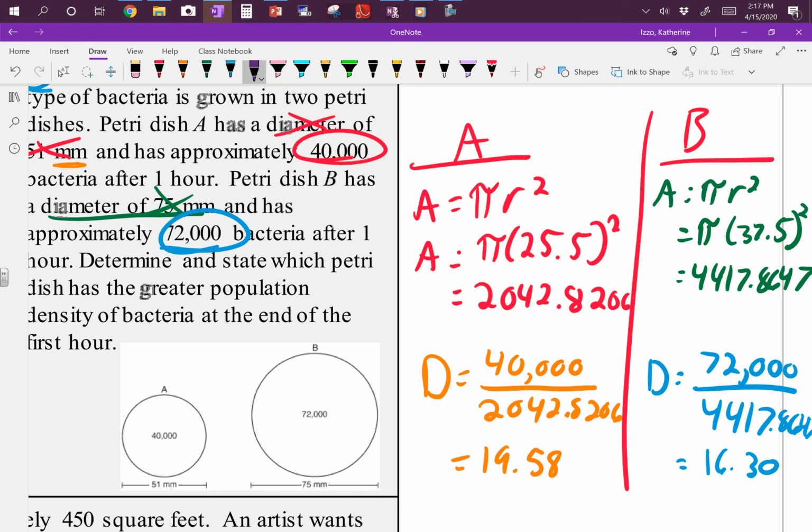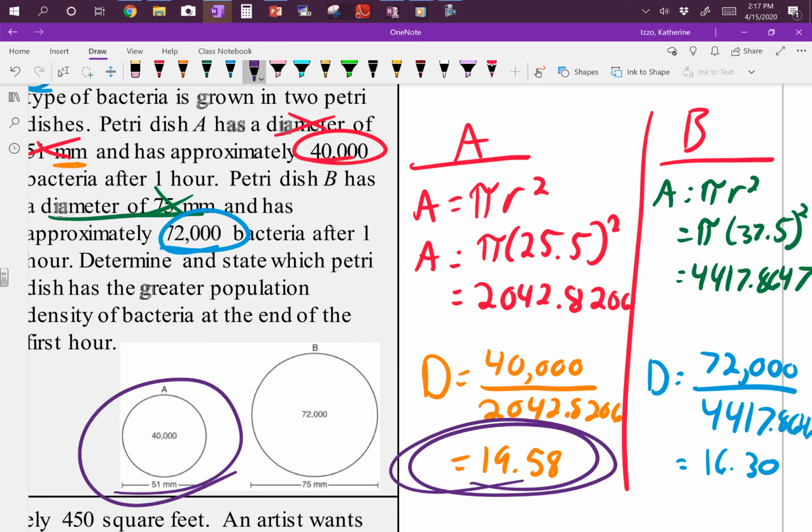So, which one's more cramped? A is more cramped because it has more bacteria crammed in a smaller space.